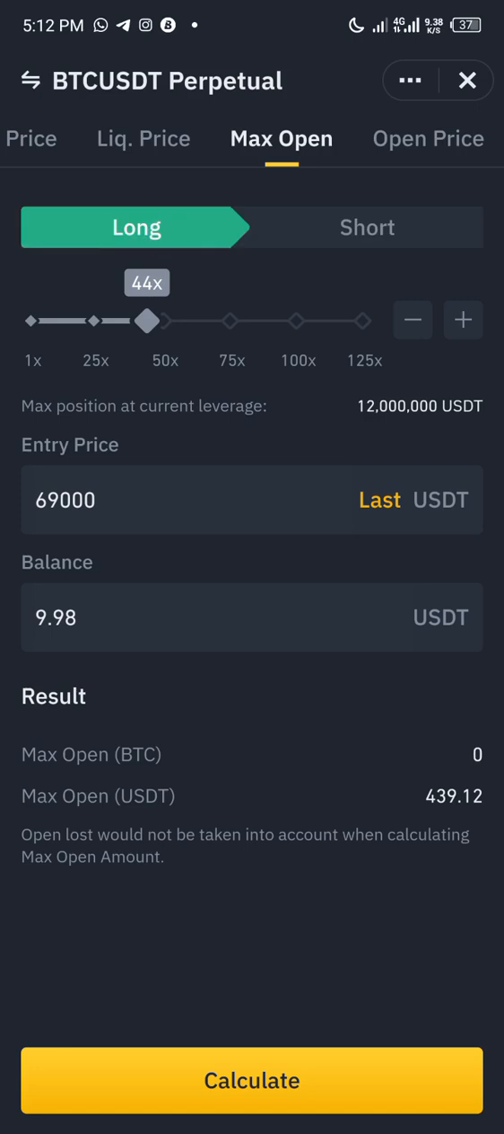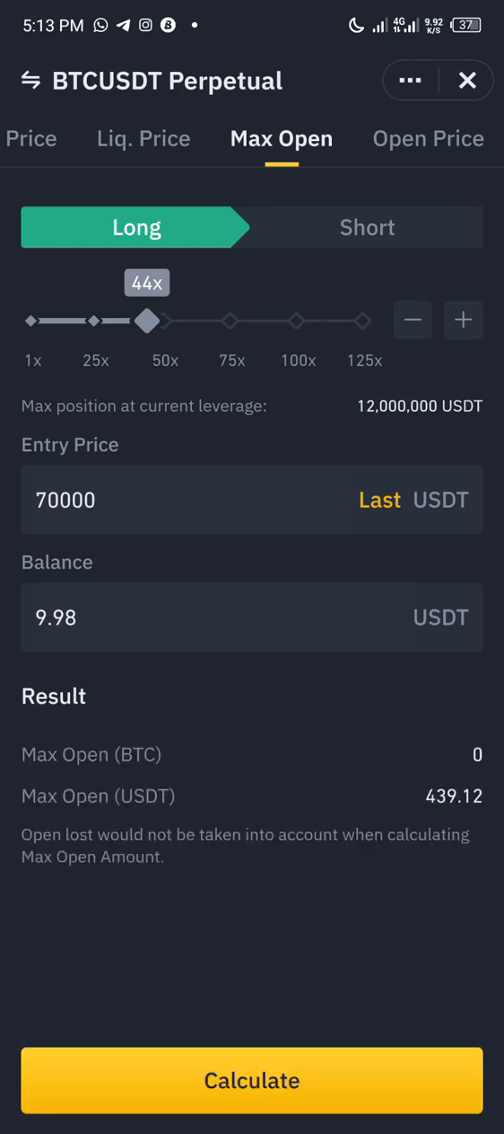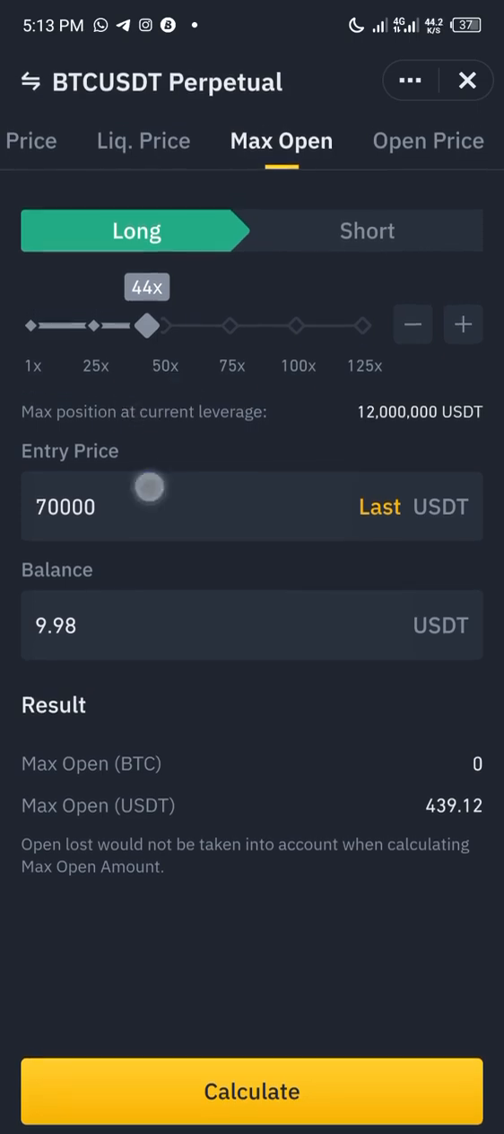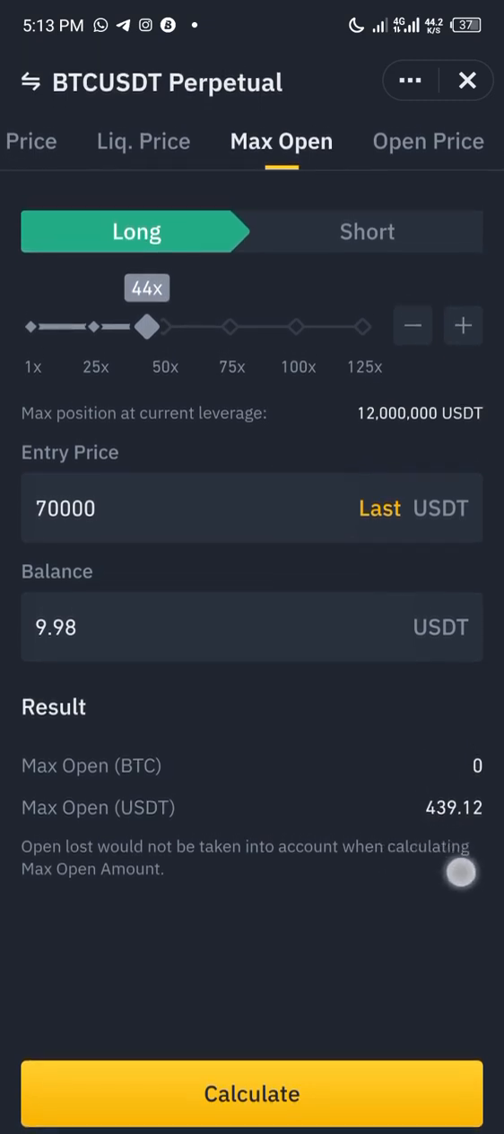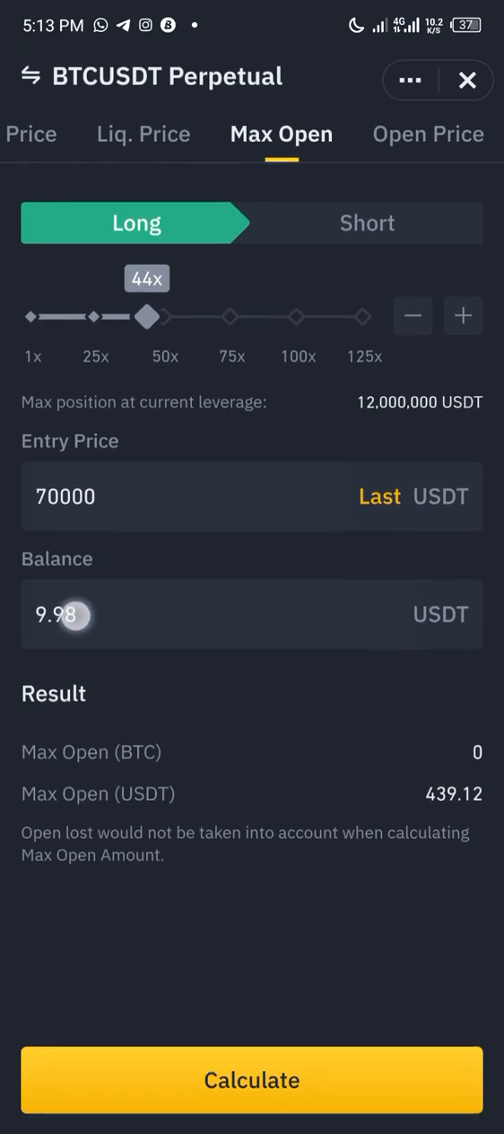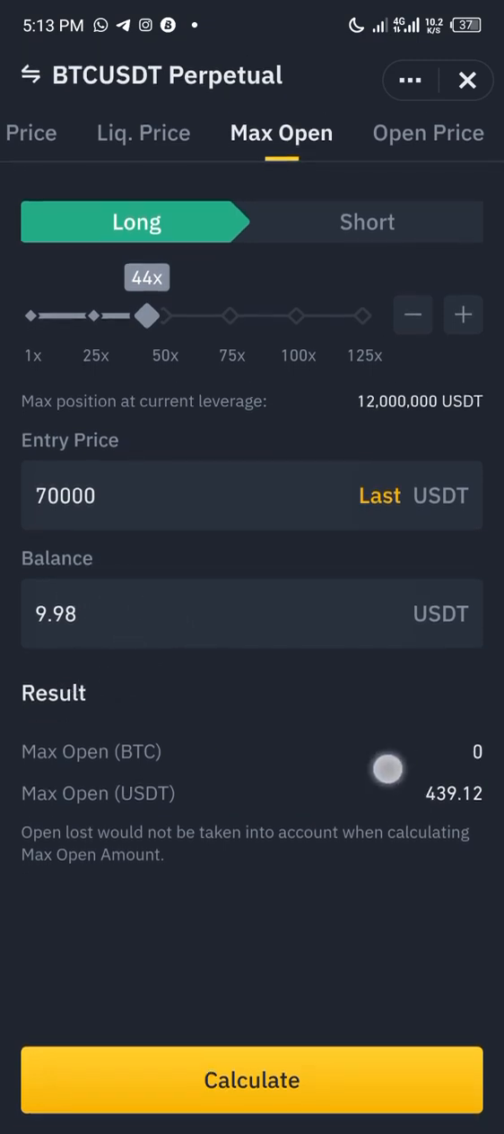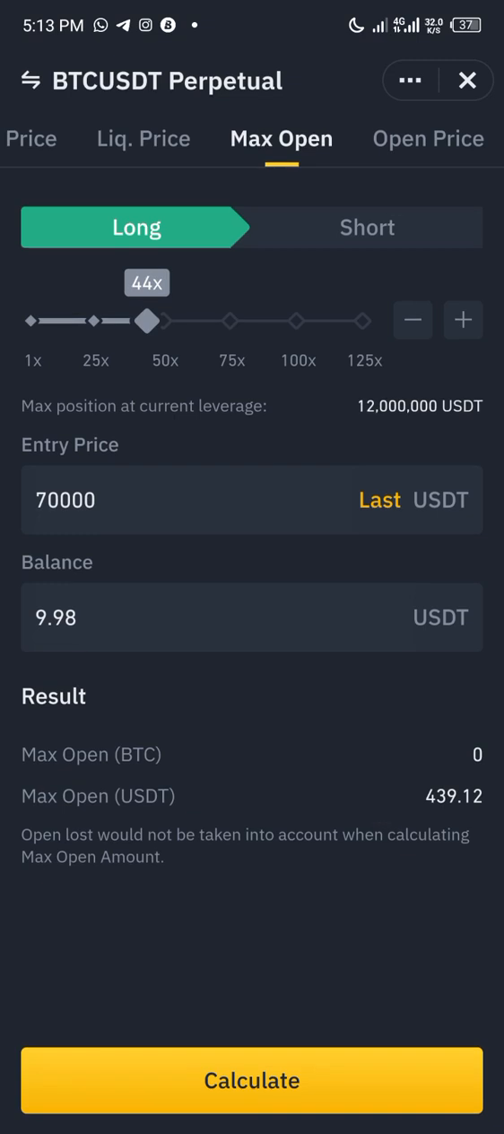Let's calculate for long position. Let's say when the price of BTC is 70,000 USDT. So I'll just click on calculate. You can see, using this 44x leverage, this is the maximum amount I can use to trade with my current balance. But if I increase the balance here, like if I add more to my futures trading wallet, I'm going to have more money to trade with. So that's how you calculate for max open in trading futures.